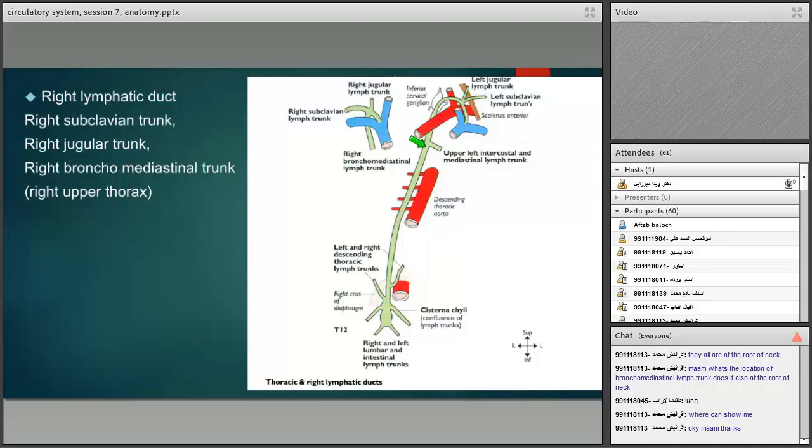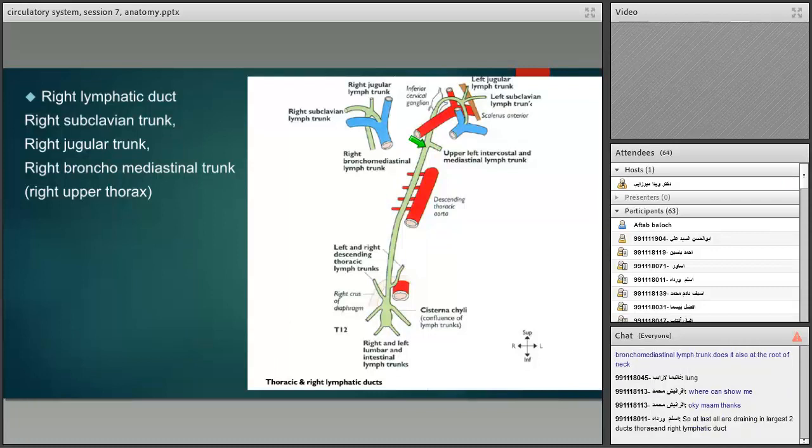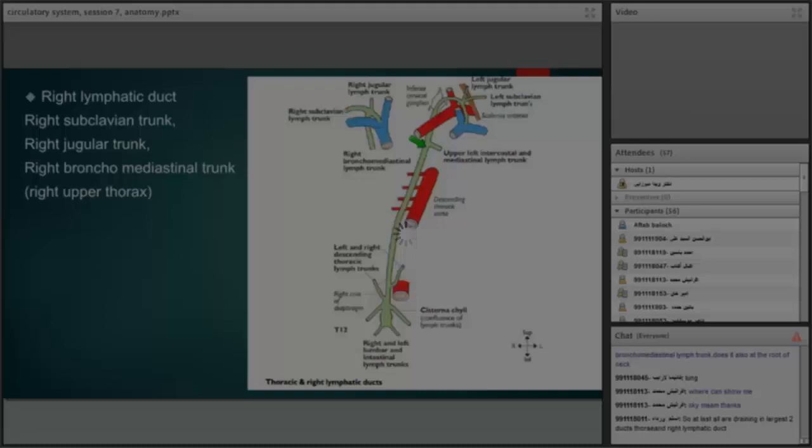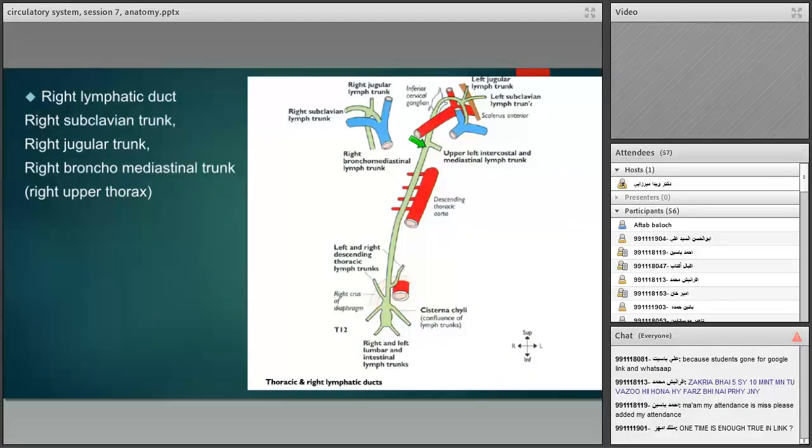You're welcome. Okay, so this was the lymphatic drainage of the thoracic cavity. Let's have a rest and I will give you the link. Yes, one time is okay.